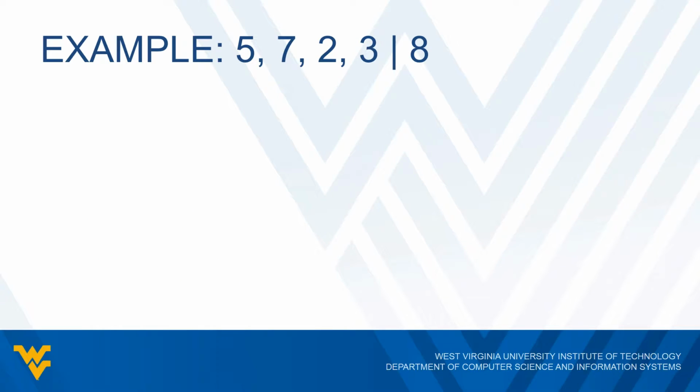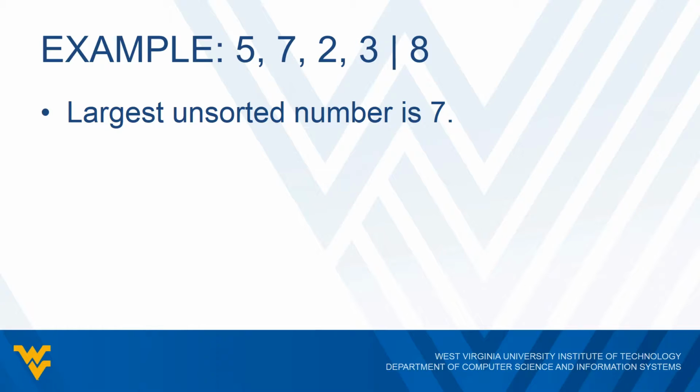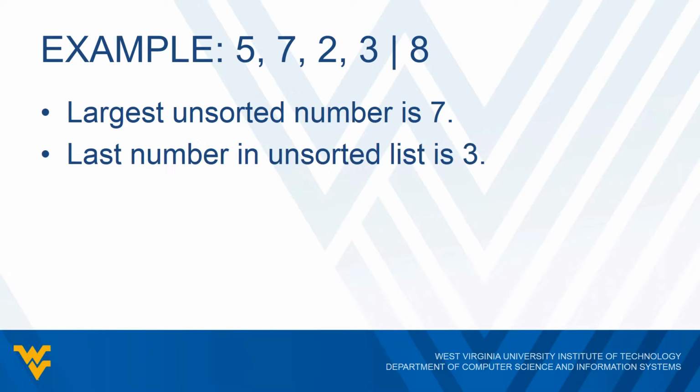We'll repeat. So in the unsorted portion, the largest number is 7, and then the last number in the unsorted list is 3.